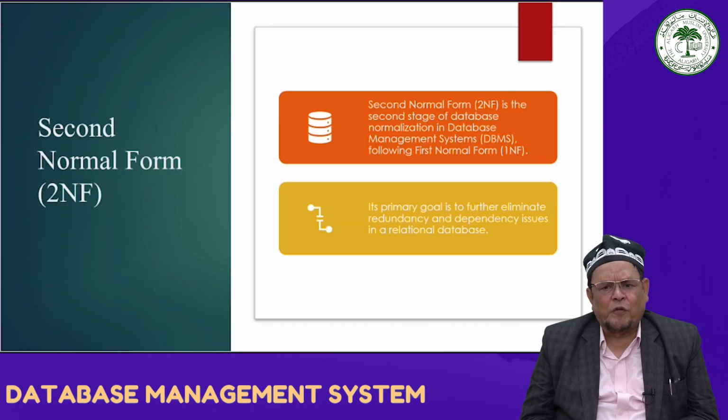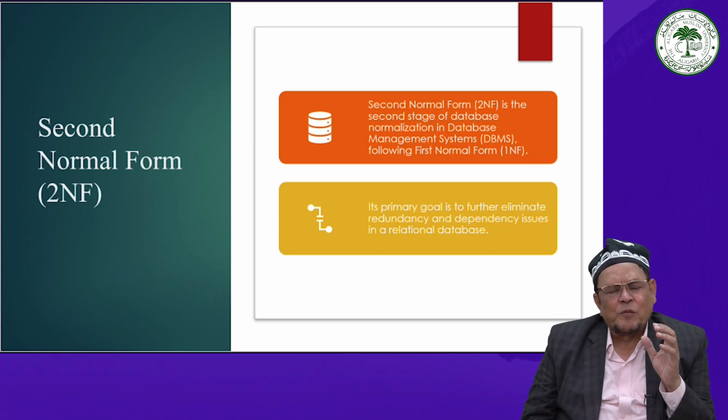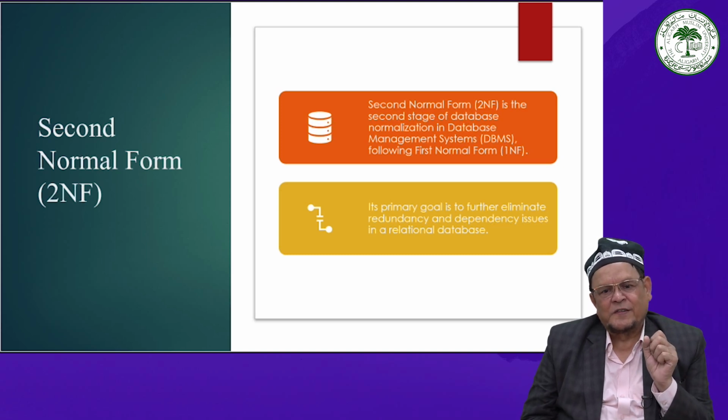Second normal form is the second stage of database normalization in the database management system. Following first normal form, its primary goal is to further eliminate redundancy and dependency issues in the relational database. In second normal form, a table must meet the following criteria. It means we have to remove the redundancy. If you remove the redundancy, integrity should be maintained.